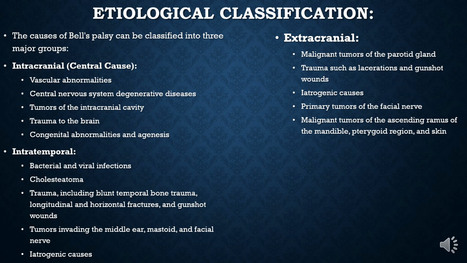Starting with the etiology, the causes of Bell's palsy can be classified into three major groups. That is the intracranial or central cause, which includes vascular abnormalities, CNS degenerative diseases, tumors of the intracranial cavity, trauma to the brain, congenital abnormalities, and agenesis.